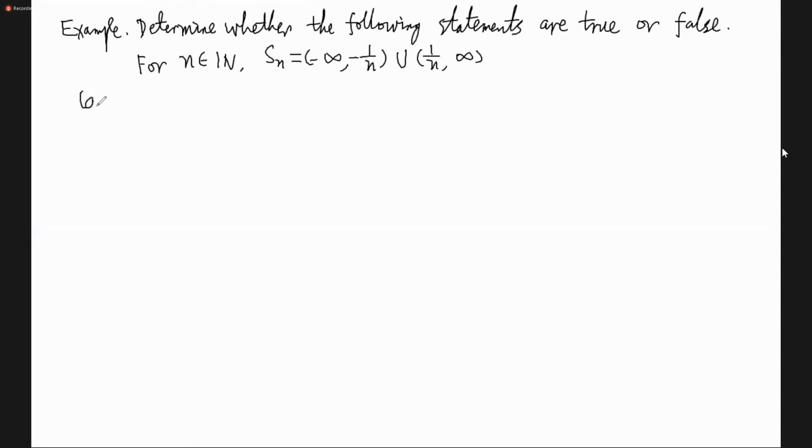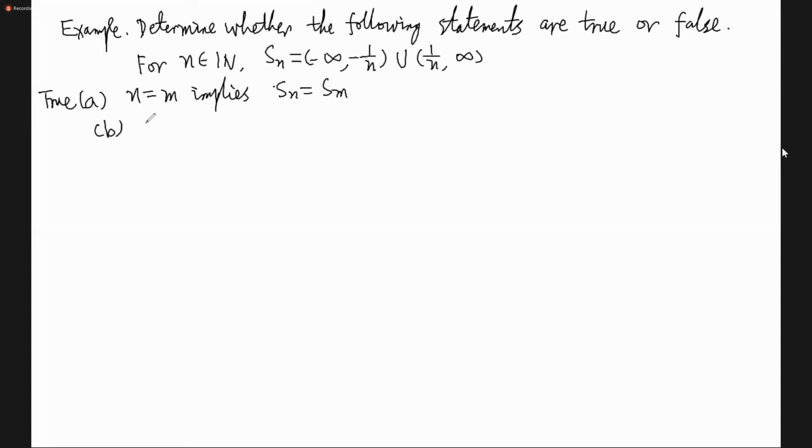So the first statement is n equals m implies Sn equals Sm. Is it true or false? Yes, okay. True. Yeah, it's true because if the subscripts are the same, then the sets are defined to be the same sets. Of course, they are equal. So this is clearly true, okay?